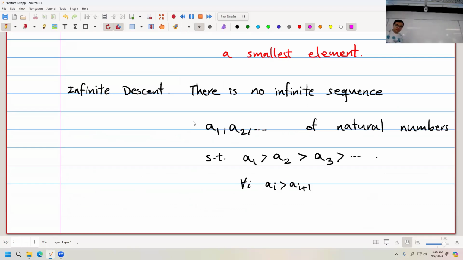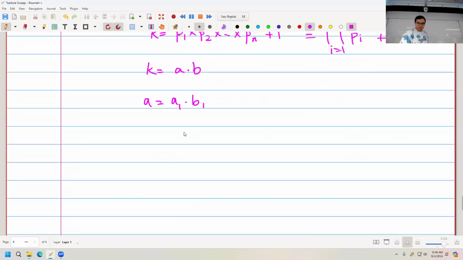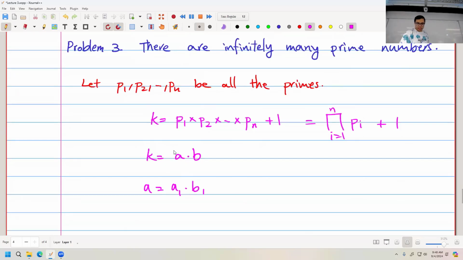I cannot keep doing this forever, right? So every time I'm finding a factor, I started with k, I found this factor a. Then I looked at a, I found another factor a1. Let's say I look at a1, I find another factor a2, and so on. Now, what do I know? I know that a is bigger than a1, bigger than a2, and so on. Okay. Now, I cannot have an infinite chain of decreasing natural numbers. So this chain has to be finite. It has to end at some point.